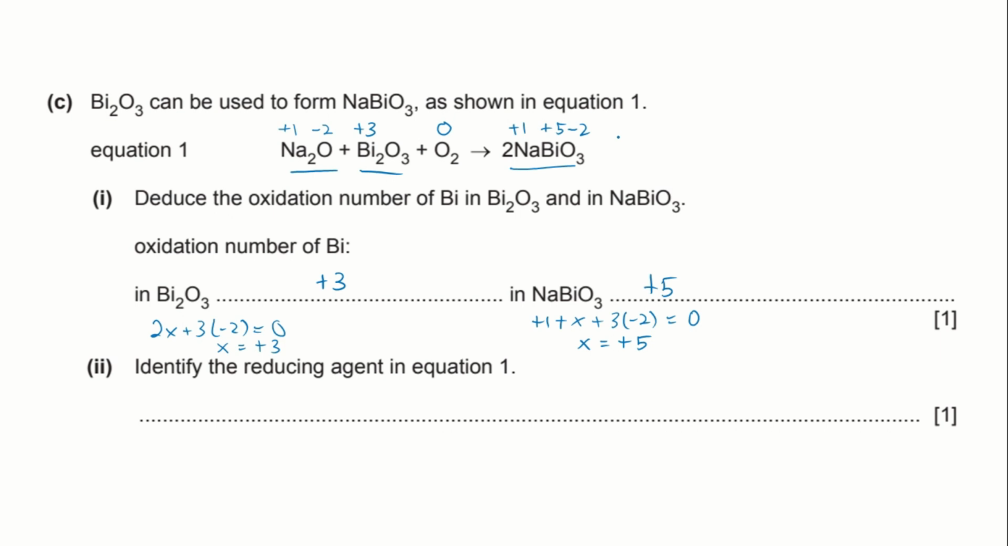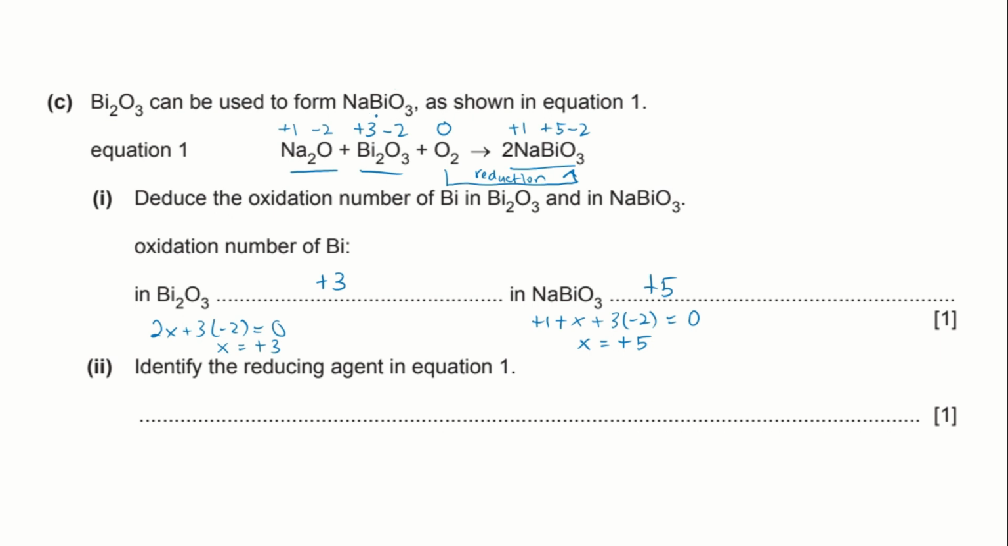So let's see what has changed. Sodium oxidation number doesn't change from the beginning until the end of the reaction. Oxygen negative 2 to negative 2. But here we have another oxygen, right? Sorry, I missed out this one, negative 2. Now we have another oxygen here, 0 to negative 2. There's a decrease in the oxidation number of oxygen from 0 to negative 2. So oxygen here undergoes reduction.